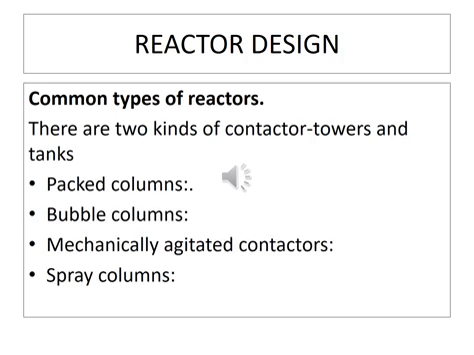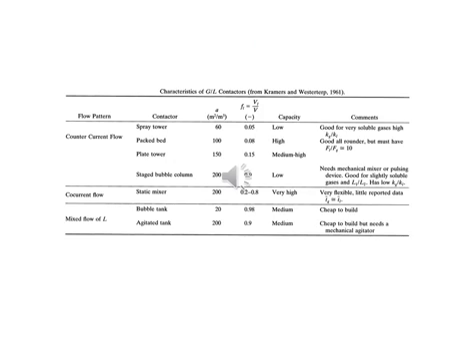So now from here on, we will focus on reactor sizing. There are 2 kinds of contactors, towers and tanks. These are packed columns, bubble columns, mechanically agitated contactors, spray columns. And these are appropriate for different uses. For a system with a high Hatta number, we need a device that can create a large interfacial area, since gas volume is controlling, and it should also have a high gas fractional holdup.